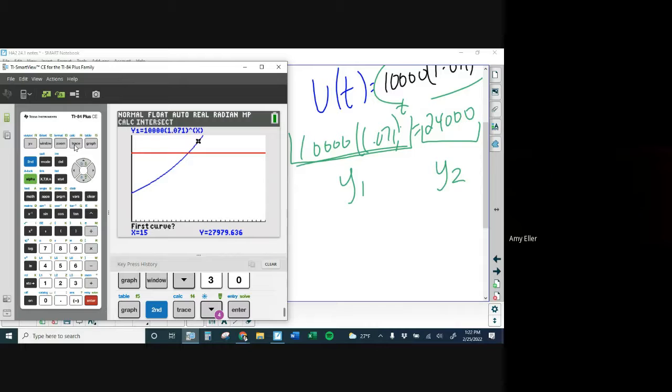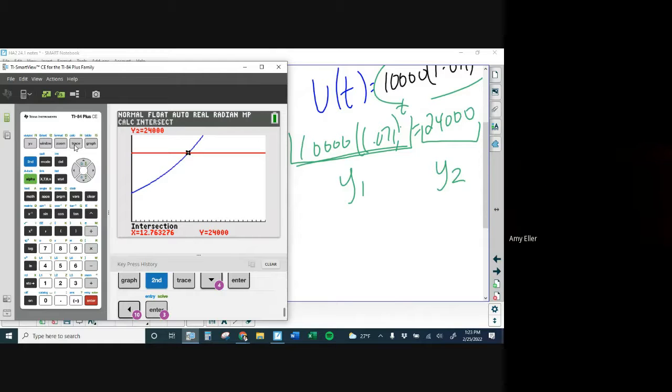It says first curve. So you want to move your cursor. Just hit left and right. I don't think you want to hit up and down. Until you get close to the intersection and hit enter. Usually your second curve will just already be near that spot, so you can hit enter again. If you ever mess up, just start over. Second, calculate, intersect. We don't want to guess, so hit enter again. There's your intersection. At 12.76 years, we will reach a tuition of 24,000. So essentially the 13th year.